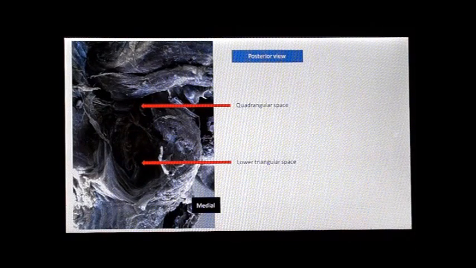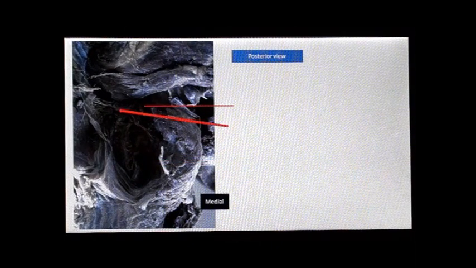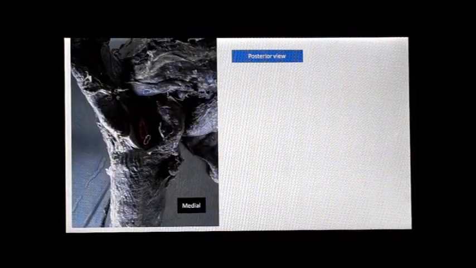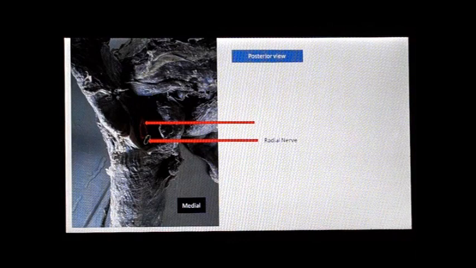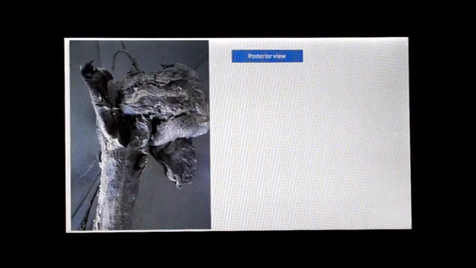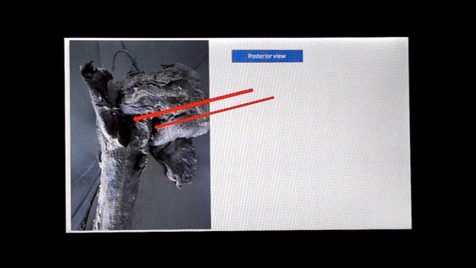Content of this space is radial nerve and profunda brachii vessels. So we can see the contents of quadrangular space first as axillary nerve and posterior circumflex humeral vessels. And this picture shows the contents of lower triangular space. The yellow circle is the nerve, that is the radial nerve, and red circle is for the blood vessels, profunda brachii vessels. So now we can see all the three spaces in this. This is the quadrangular space, upper triangular space and lower triangular space.